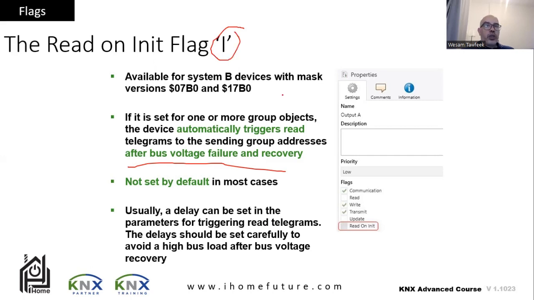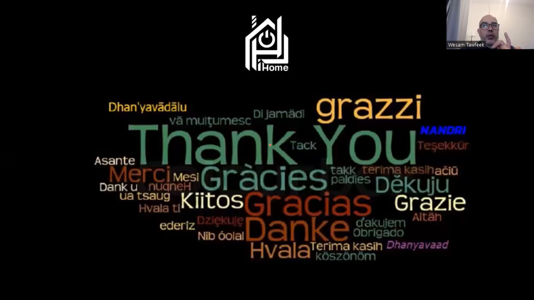So what I need to know about these flags is that I don't need to change them in most cases, unless I have some kind of troubleshooting or the manufacturer told me so. Also, I have the communication flag. This is a must. For actuators, I need to have the communication flag and the write flag. For sensors, I need to have the communication flag and the transmit flag. This is mostly what I need to know about the flags, and we don't play with them.